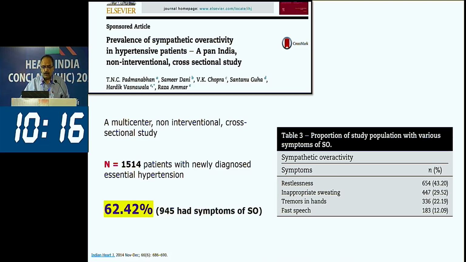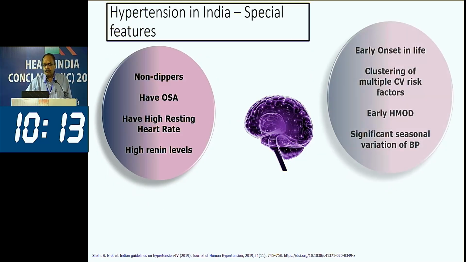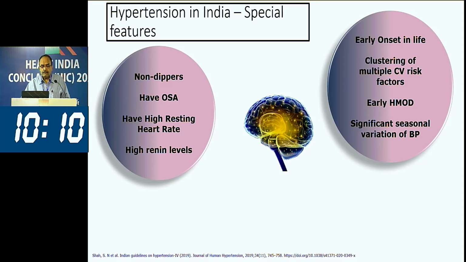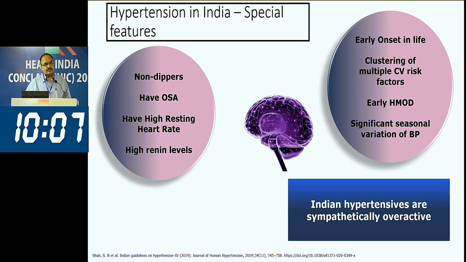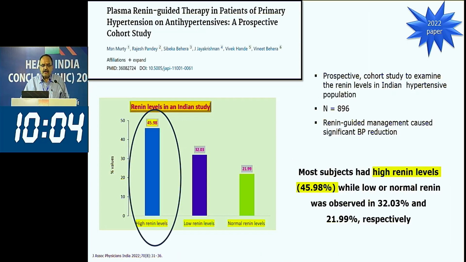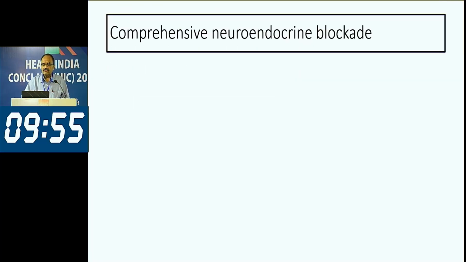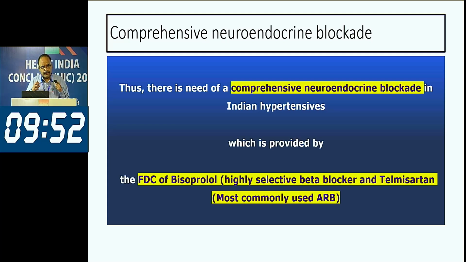So beta blockers are an important group of drugs, and beta blockers are also important because of all these factors which suggest sympathetic overactivity. It has also been seen that a number of patients, approximately half of them, have high renin levels, wherein the beta blockers can be used. And so to bring about a comprehensive neuroendocrine blockade directed towards sympathetic and renin-angiotensin-aldosterone system, the combinations are available. An important one among these, as we know, is a combination of bisoprolol and telmisartan.